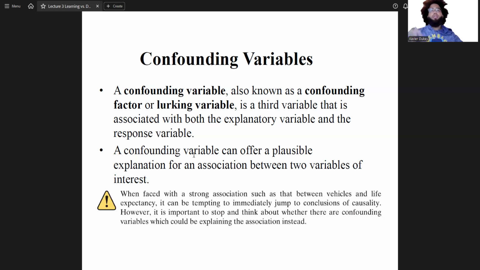A confounding variable can often offer a plausible explanation for an association between two variables of interest. When faced with a strong association or correlation, such as between vehicles and life expectancy, it can be tempting to immediately jump to conclusions of causality when all we have is a correlational indication. However, it is important to stop and think about whether there are confounding variables which could be explaining the association instead.